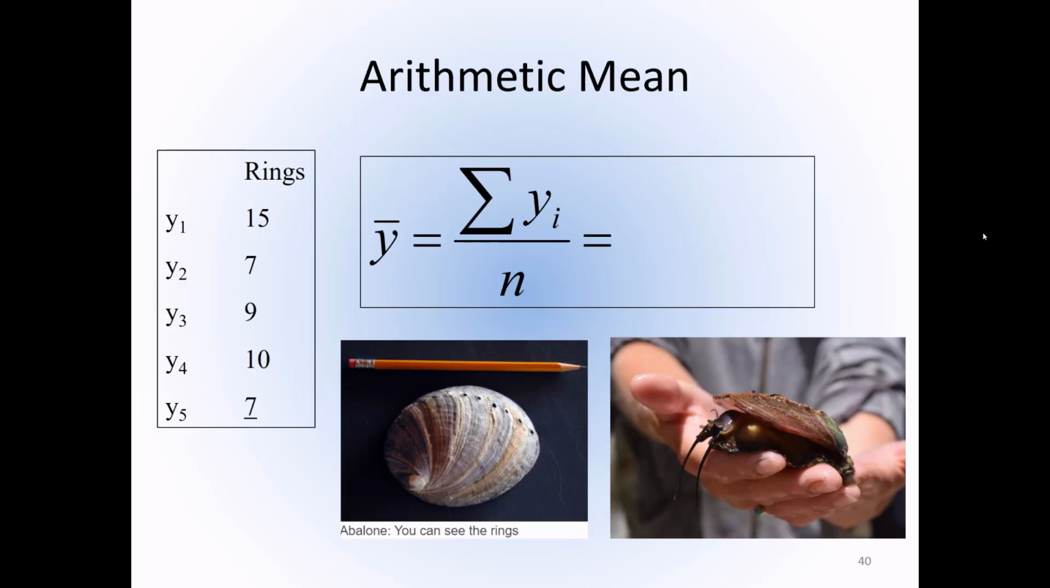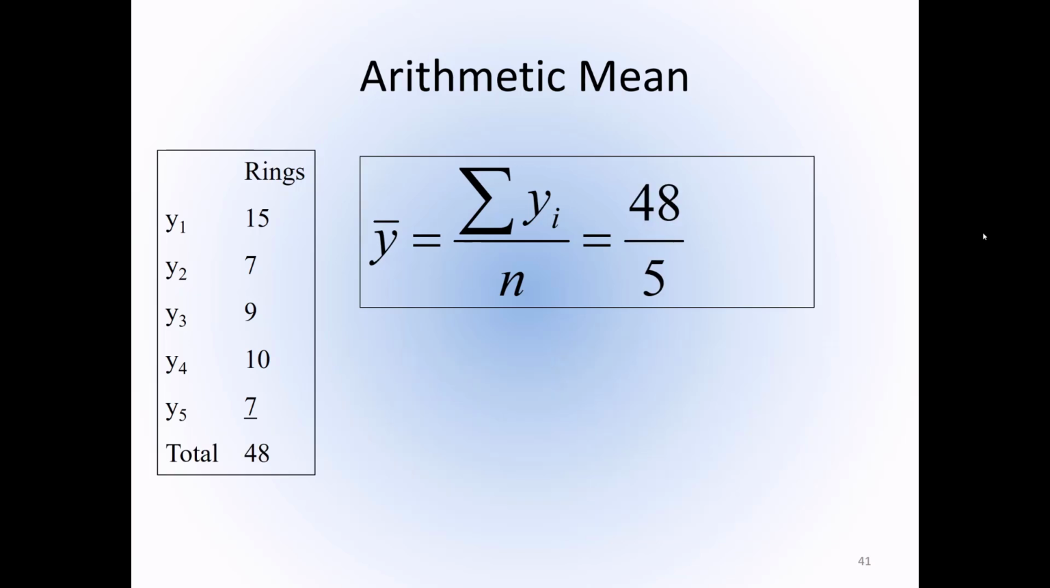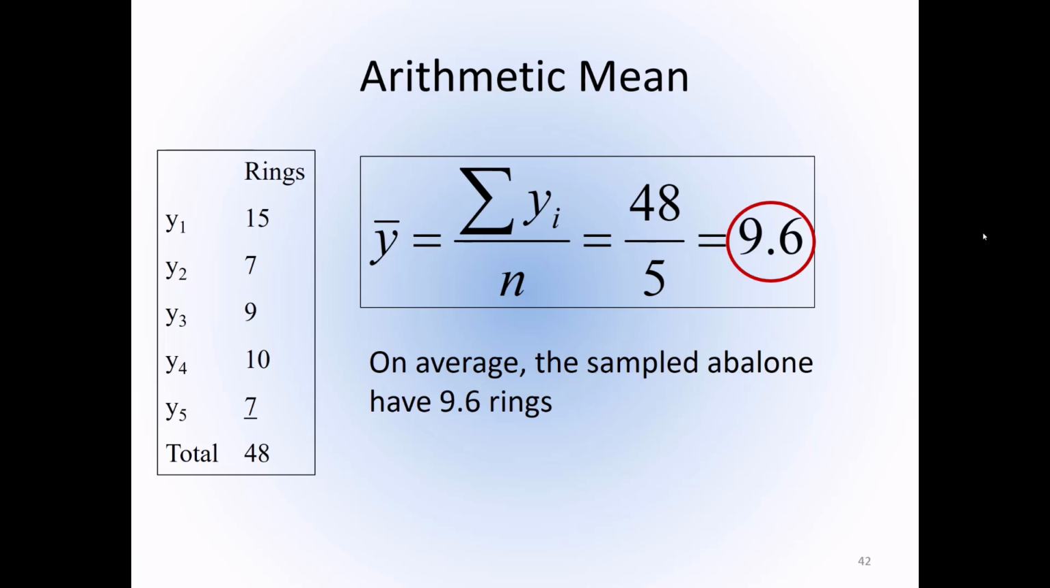One more example here. We can look at our abalone ring data. We can collect 5 different individuals and look at the mean number of rings. So we add up the total number of rings observed, divide it by the total number of observations, 5, and we get the average number of rings among our individuals.